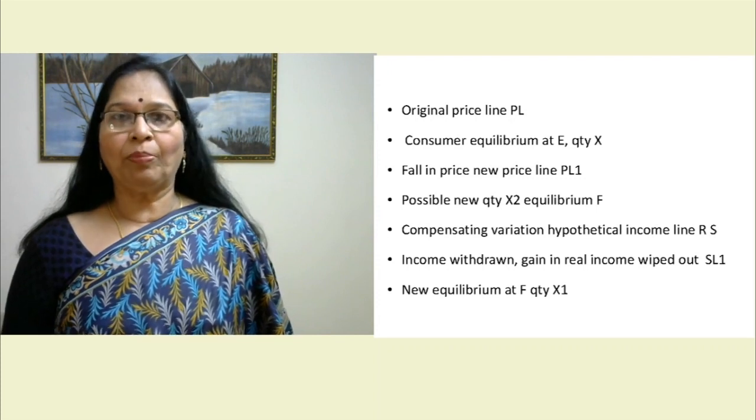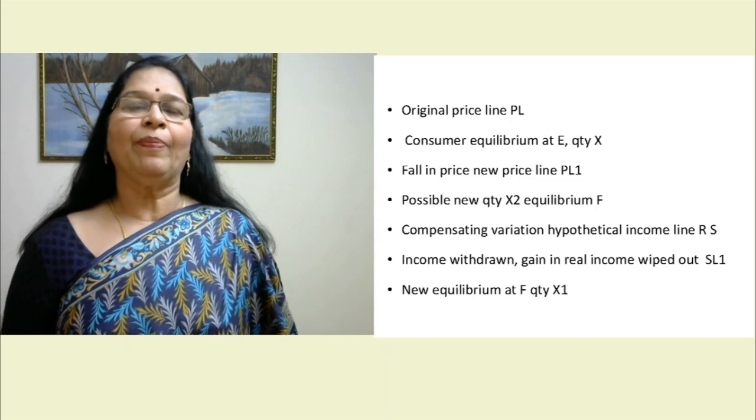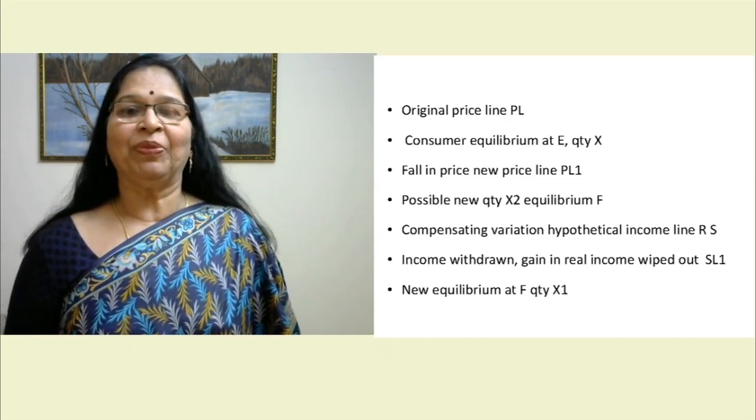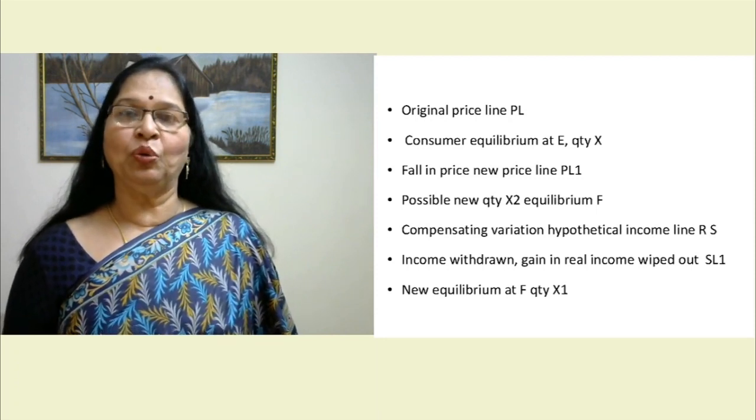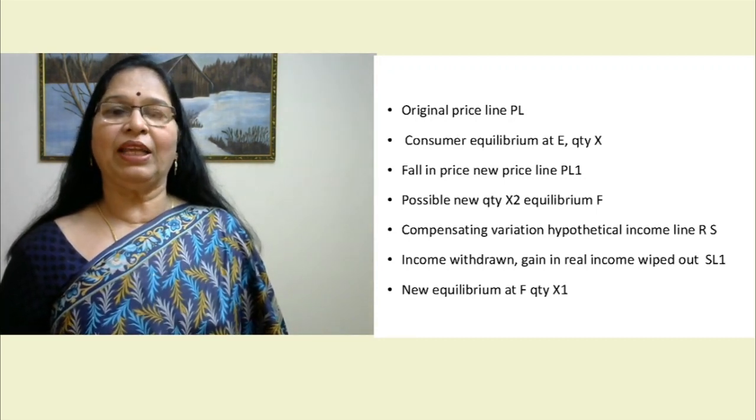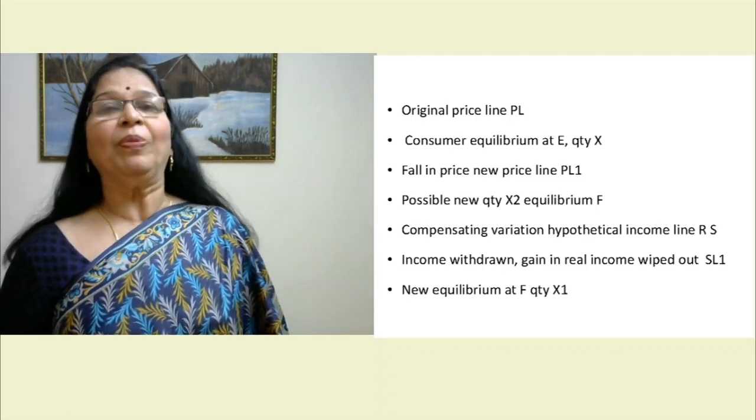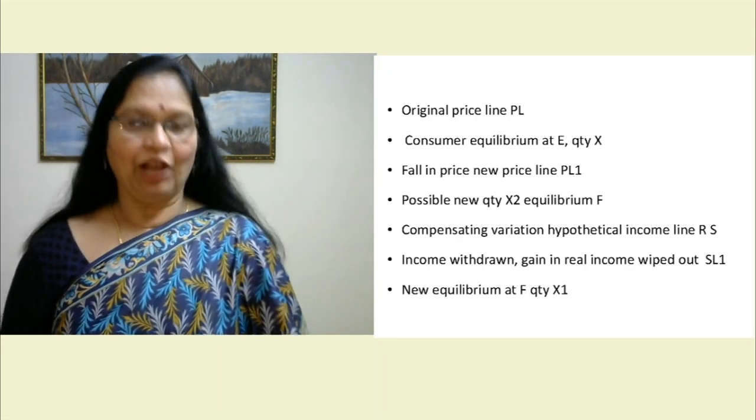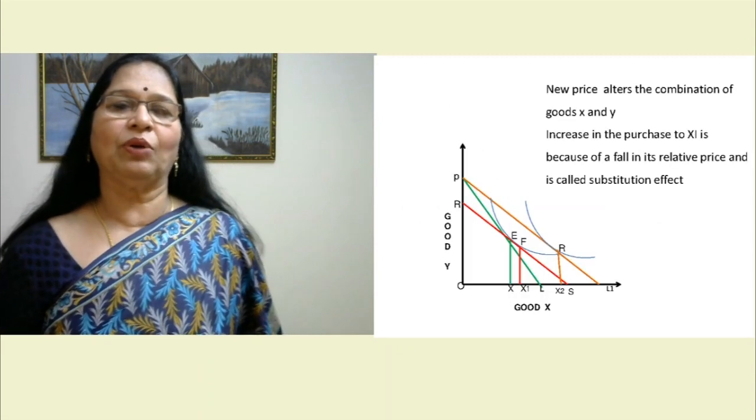Then we have a compensating variation curve introduced, which is RS. And then that extra income is withdrawn from the consumer, which is wiped out, and it becomes SL1. That's a new budget line which is parallel, and therefore the consumer will reach the point of equilibrium on the first indifference curve, but with a lesser quantity at X1, at point F. I hope it is clear for your notes purpose also.